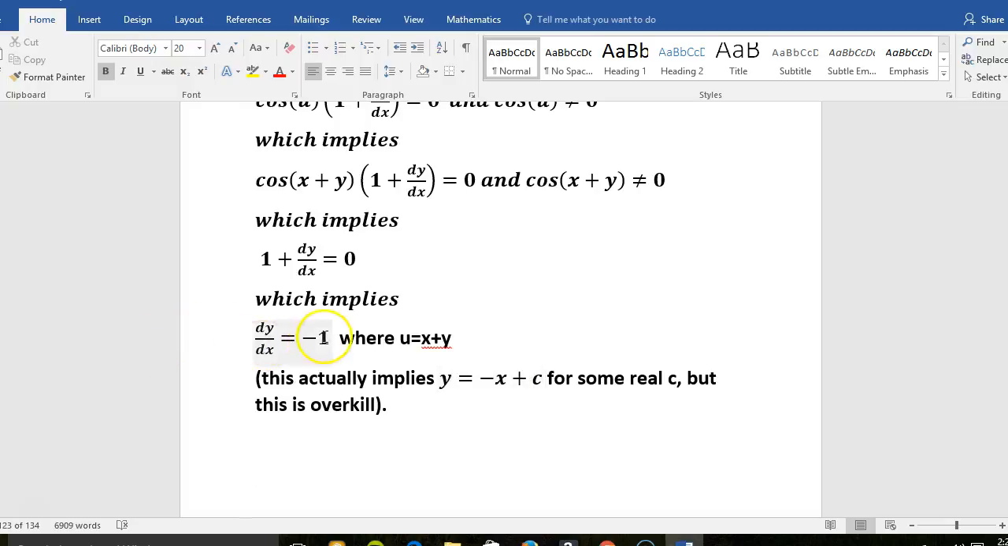So we found our dy by dx, and later I'll show you how to find y. I've not really shown you the antiderivative yet. Don't worry about this part just yet. Just worry about the dy by dx part.